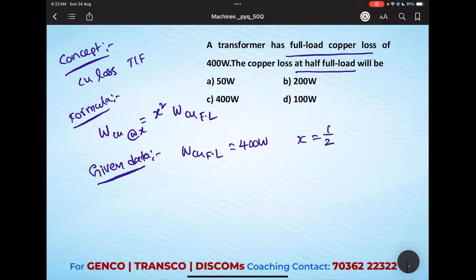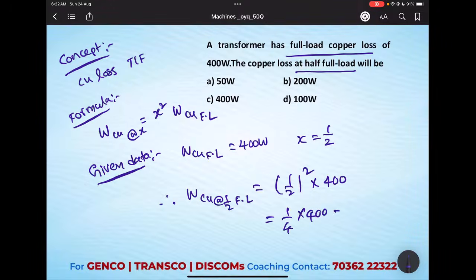Okay, let's substitute the given data into our formula. We can get copper loss at half full load. It can be calculated as X is 1 by 2, and full load copper loss is given as 400. That is 1 by 4 into 400, it will come around 100 watts. So our option is D.